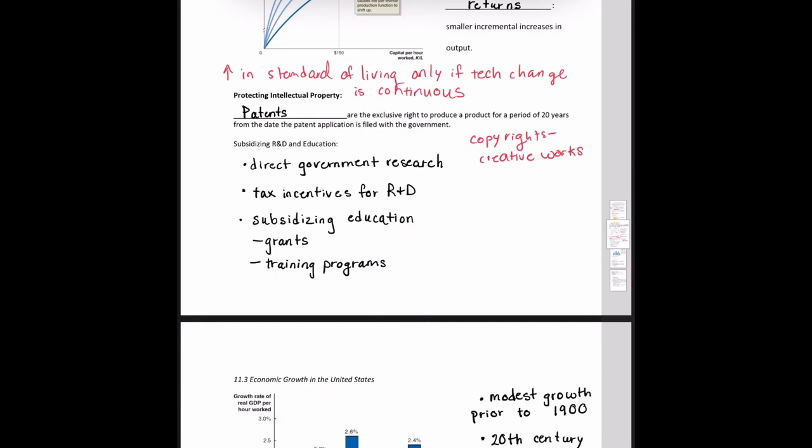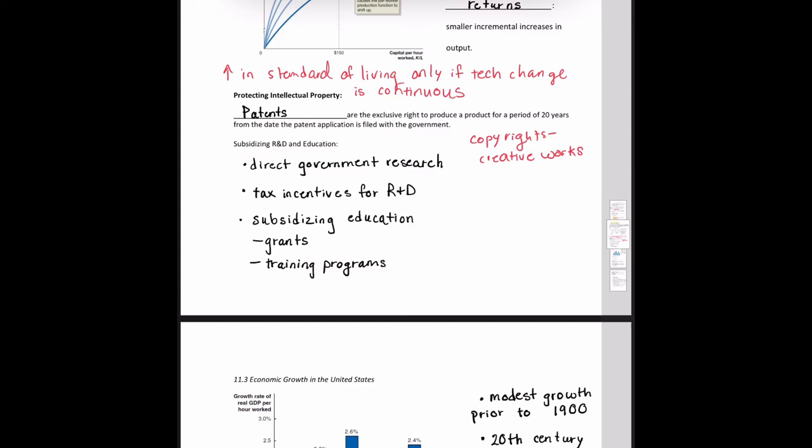Another way to promote technological innovation is through subsidizing R&D and education. If we subsidize research and development and education, we see that occurring through direct government research, such as NASA and the National Institutes of Health, and they can also provide tax incentives to companies who are performing R&D.